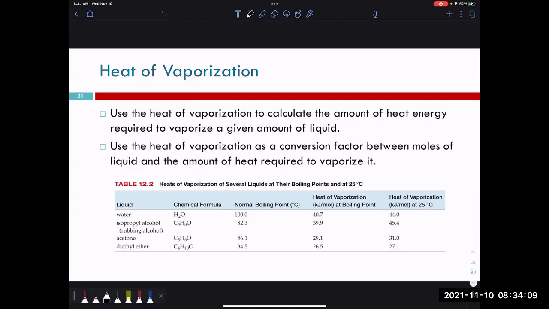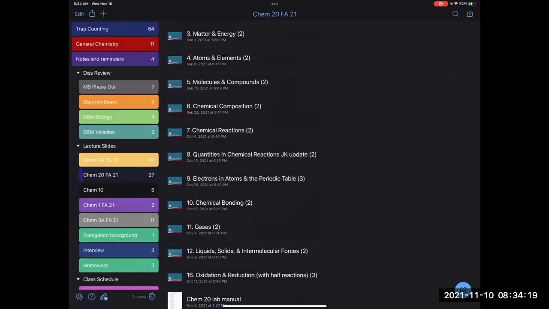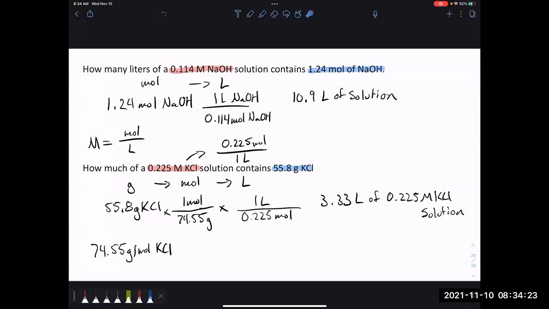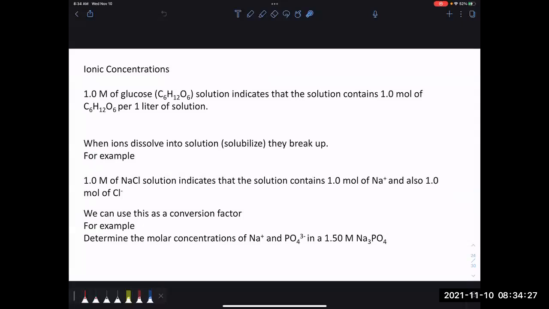Okay, so for today though, talking about heat of vaporization. We did, wait a second, these are the wrong slides. Those are my slides from the other class. It's Chem 20. Oh yeah, we're already on solutions. Okay.